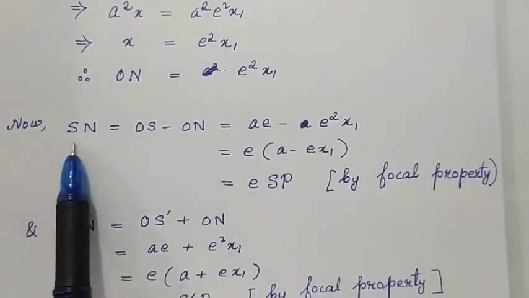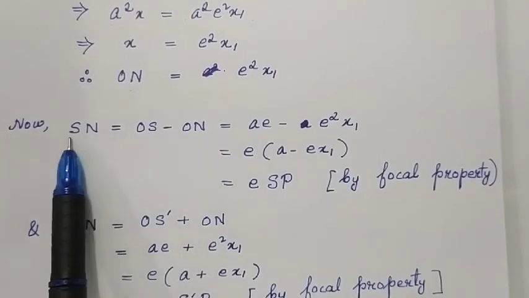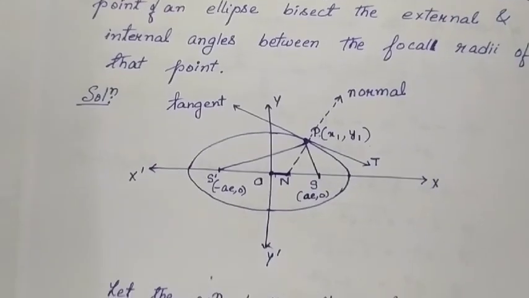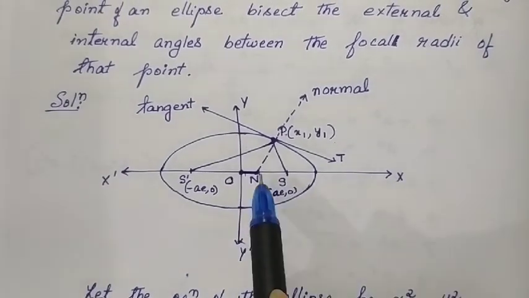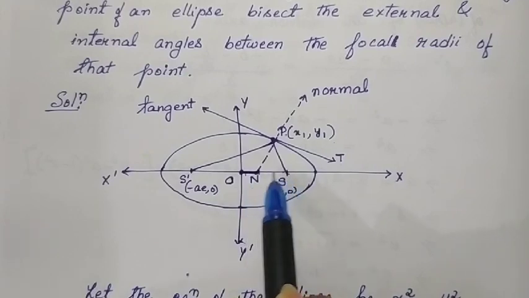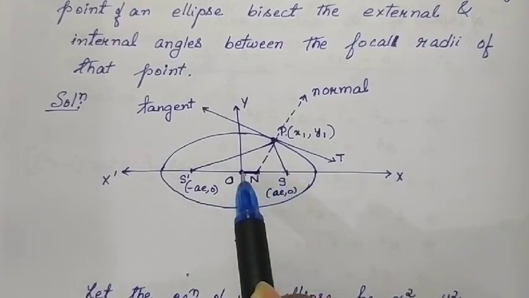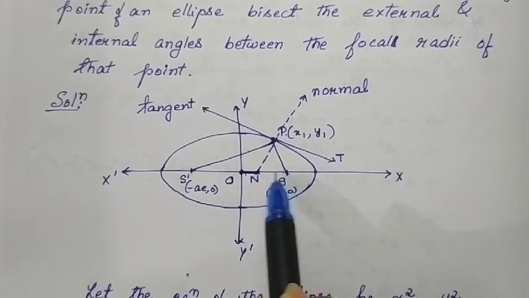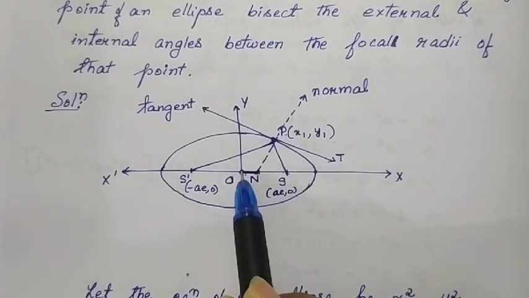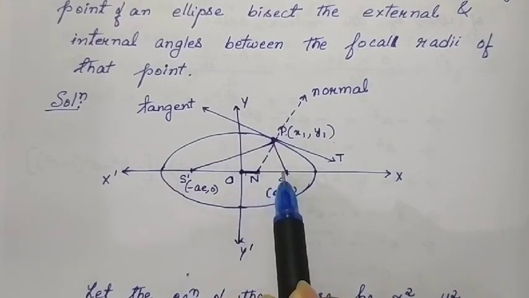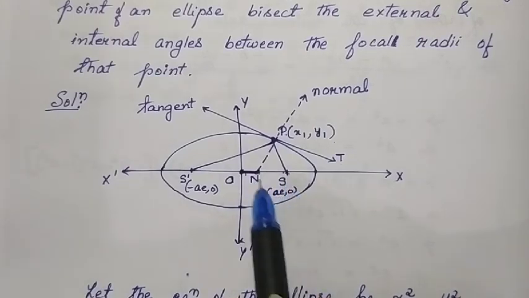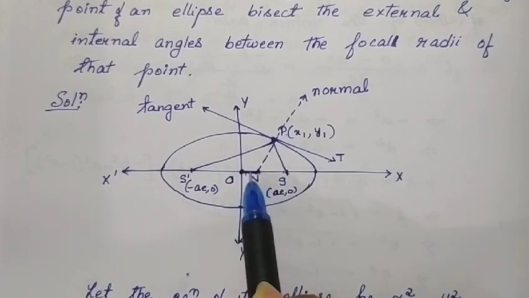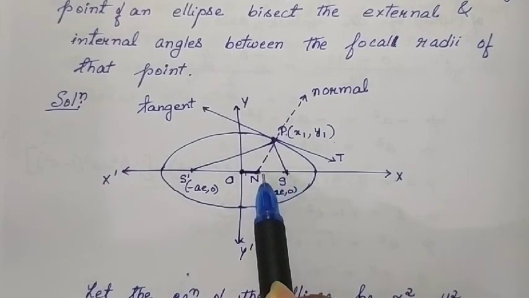So from here, from the figure, what can we find? SN. See how we can find it. This was the figure. How do we write SN? See, this is our SN. To find SN, we will write OS minus ON. Why? Because we have the value OS. Since S is the focus, our OS value will obviously be AE, and we have just now found the ON value. So we will subtract ON from OS, and we will get our SN, this part.